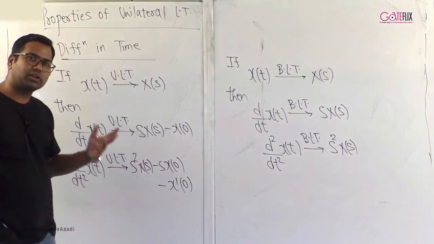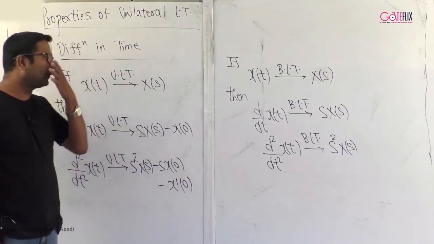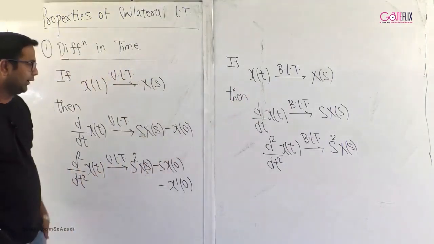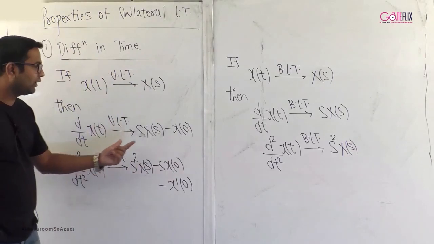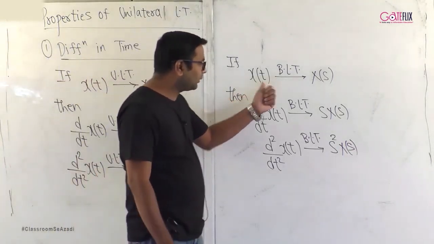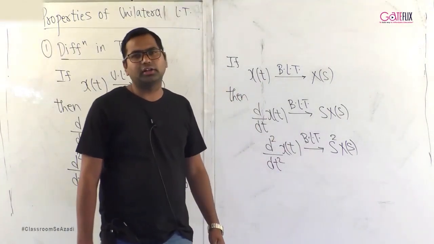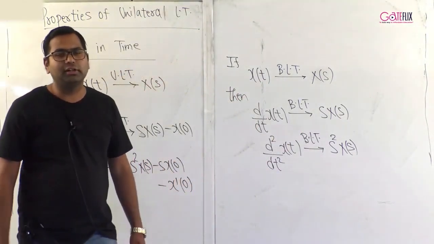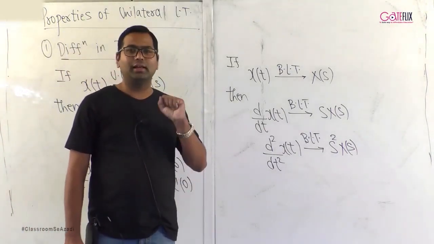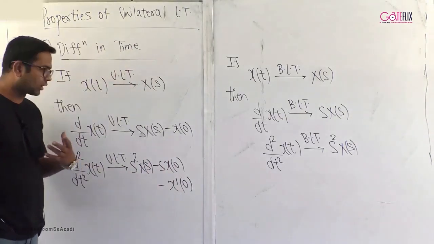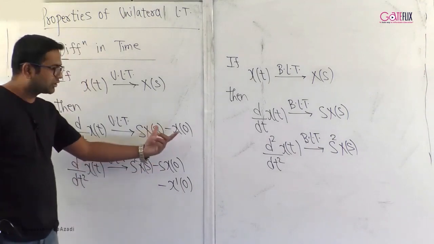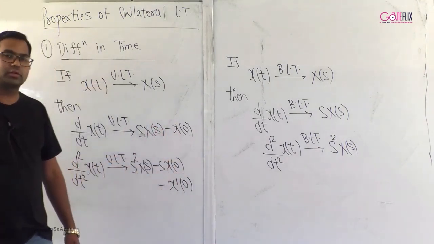So now the natural question that arises is: when do we use the unilateral property, and when do we use the bilateral property? You should use the unilateral property when initial conditions are given to you, and you should use the bilateral property when initial conditions are not given to you. In the question, they will never say use unilateral or use bilateral. In the question, they will always say Laplace transform. We have to understand whether to use unilateral or bilateral. That depends on whether the initial conditions are given or not.